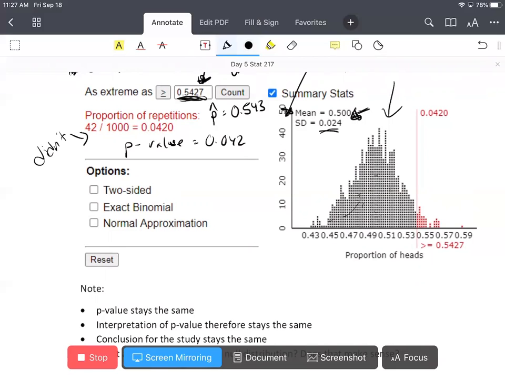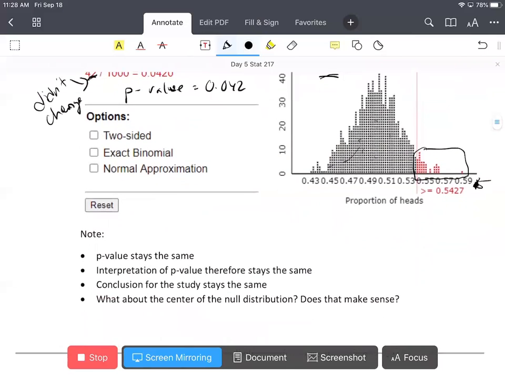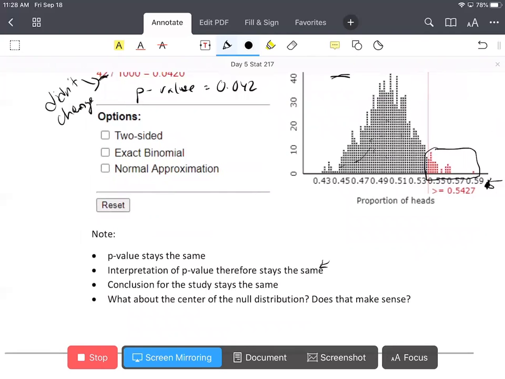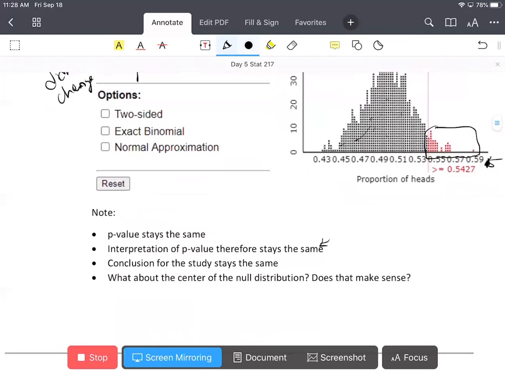Because remember, all we're doing is changing, let's see, that did not change. We're changing how we display the information, but you notice they're still the same. If you counted them, they're still the same, 42 of them out of the 1,000. So note here, the p-value, when you make that change between proportion of heads and number of heads, the p-value stays the same. The interpretation of the p-value therefore stays the same. We're going to say the same thing. The conclusion for the study stays the same.